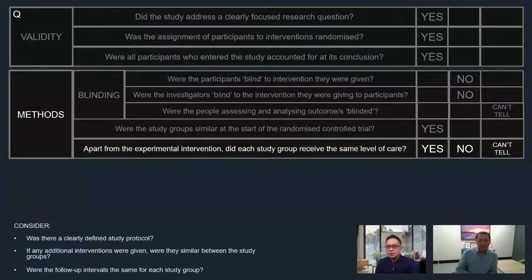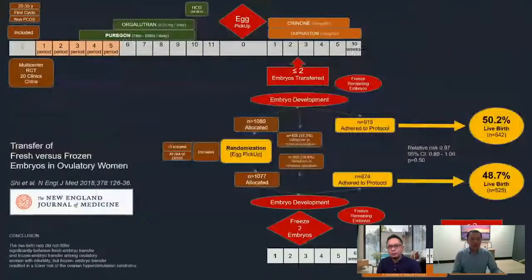Apart from the experimental intervention, did each study group receive the same level of care? Yes. Looking at the chart which I prepared reading through the paper, as far as I know, both groups had the same or similar treatment, except having embryo transfer in a fresh cycle, which is one intervention, or a frozen cycle, which is the other.